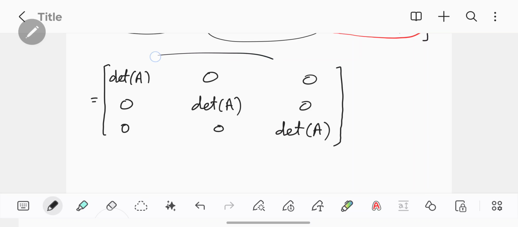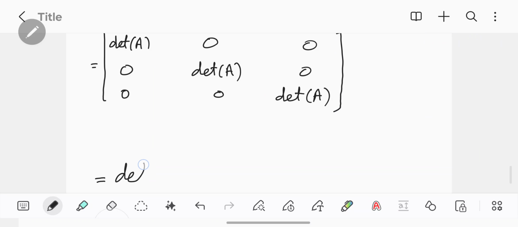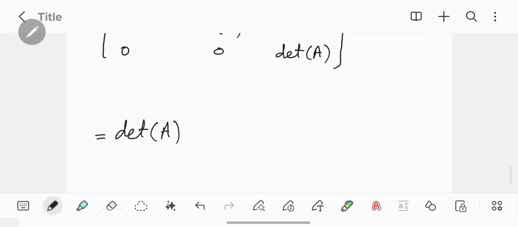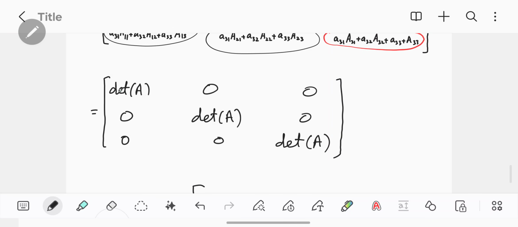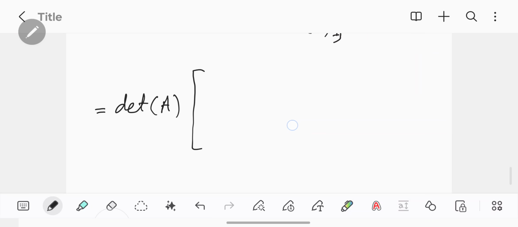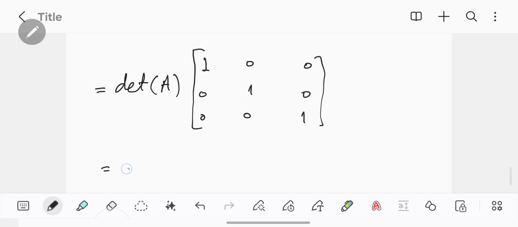Now look, in the whole matrix, the determinant of A is common and the other entries are 0. So I can take determinant of A outside. And inside I have, because it is determinant of A times 1, determinant of A times 1, determinant of A times 1, so I can write here 1, 0, 0, 0, 1, 0, 0, 0, and 1. What is this? Determinant of A times identity matrix of order 3.